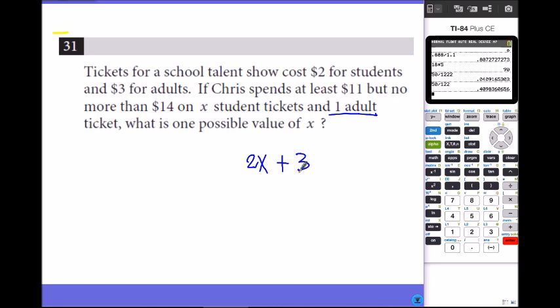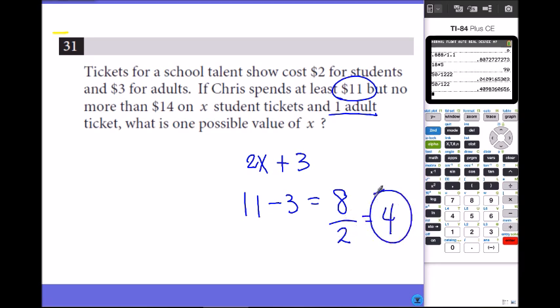And what is one possible value? That means you can have more than one possible answer. So let's say no more than 14 and at least 11, so you can count it as 11. So if you have a total of $11 and you spend $3 for one adult and you have $8 left, then how many student tickets can you buy? It's $2 for each ticket, so you can get 4. And I'm sure you can get 5 too, but 4 can be one of the answers. And you're done.